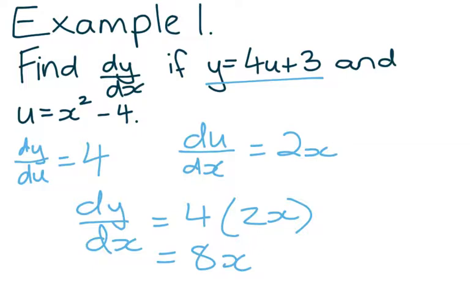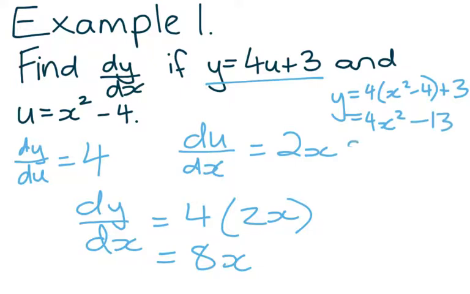Now, what we could have done there was substitute into the formula. So we could have made this y equals 4 brackets x squared take 4 brackets plus 3. And then we could have expanded that to get 4x squared, take 16 plus 3 is take 13. And then you can see there that the derivative dy by dx would still be 8x. So we could have substituted it in and done the derivative that way, but chain rule just makes it a little bit more simple by doing the derivative of each thing and then multiplying it together.